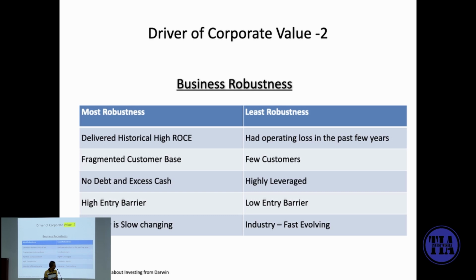No debt, high entry barrier. Yet, Bharti Airtel was easy, no? Even though technically there is no entry barrier, there is a big barrier to come into telecom. What is the barrier? Who said? Spectrum will run into lakhs of crores.